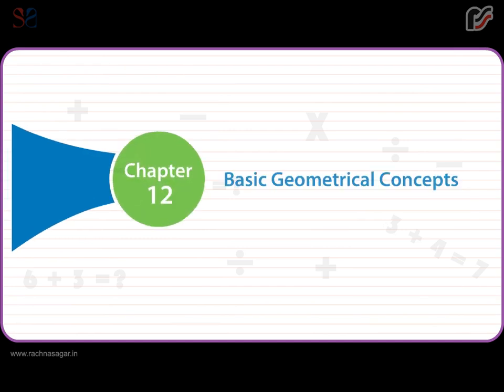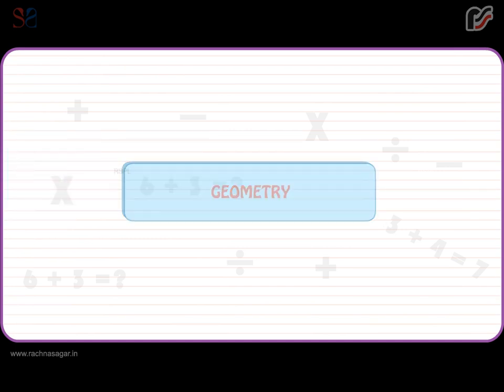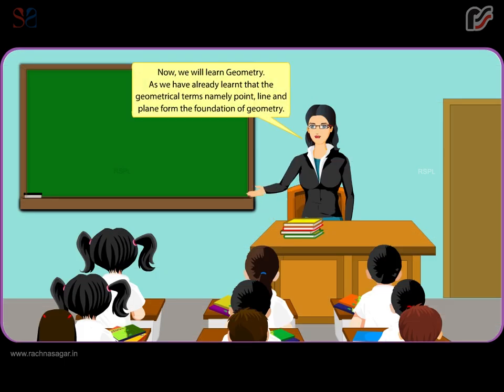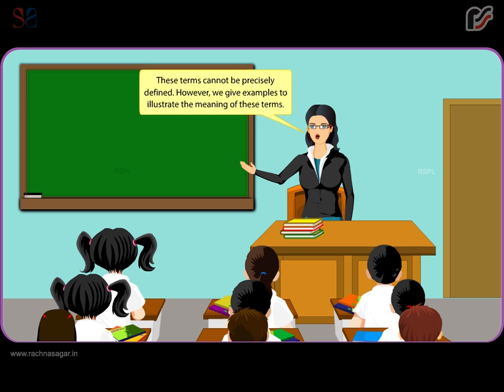Chapter 12, Basic Geometrical Concepts. Geometry. Now we will learn geometry, as we have already learned that the geometrical terms, namely point, line and plane, form the foundation of geometry. These terms cannot be precisely defined. However, we give examples to illustrate the meaning of these terms.